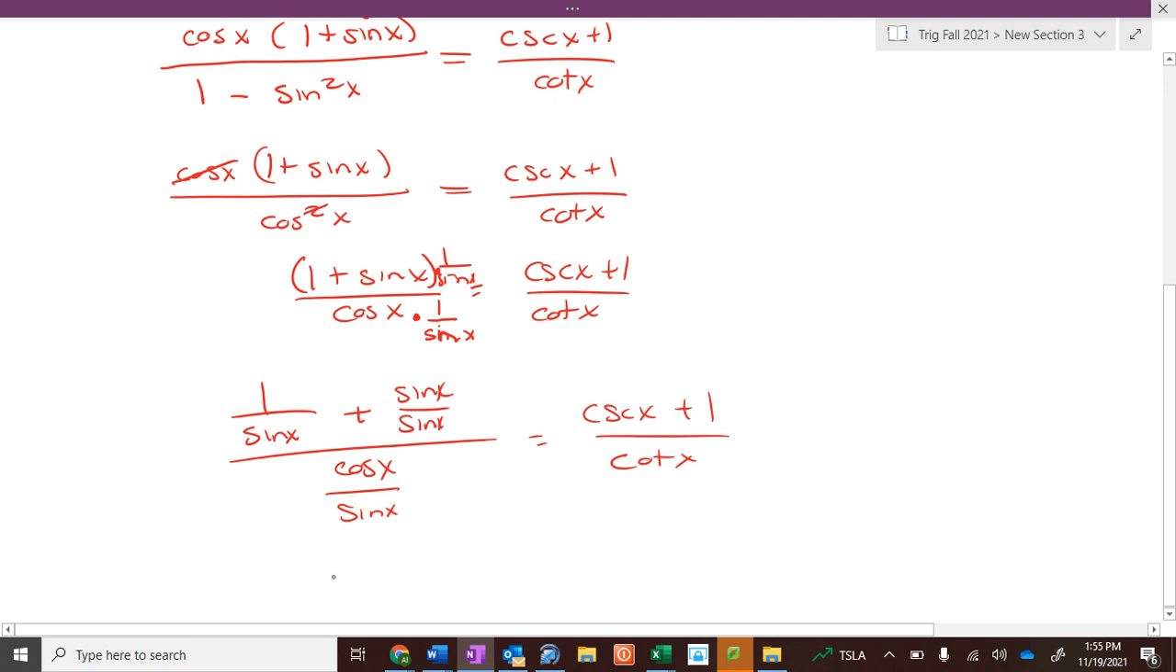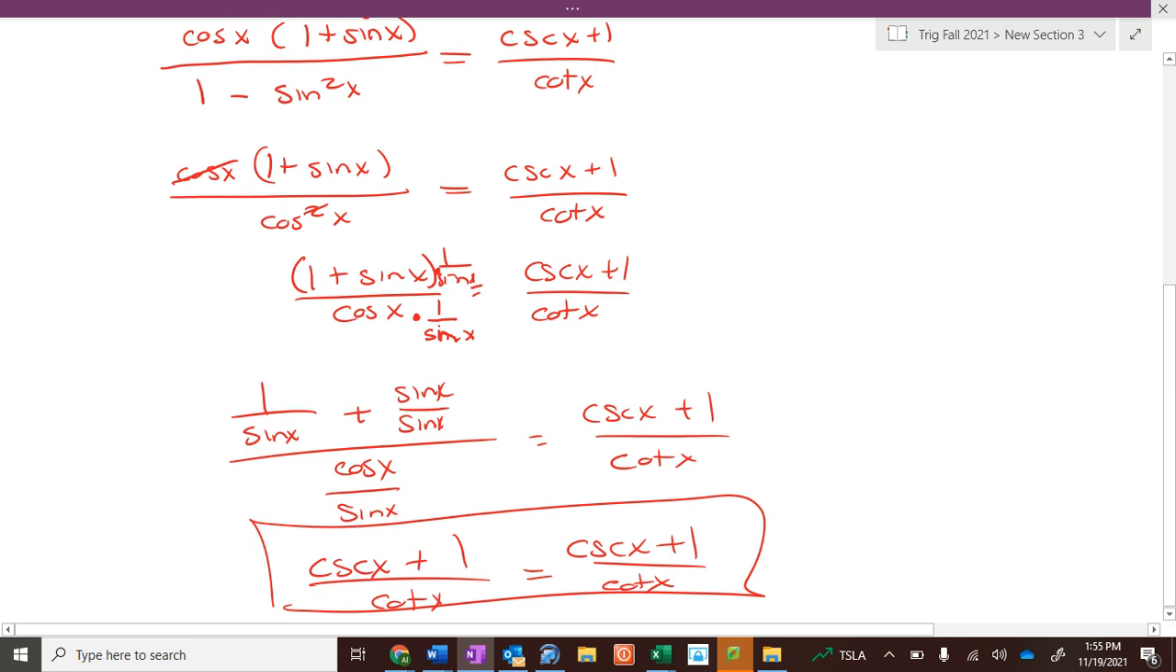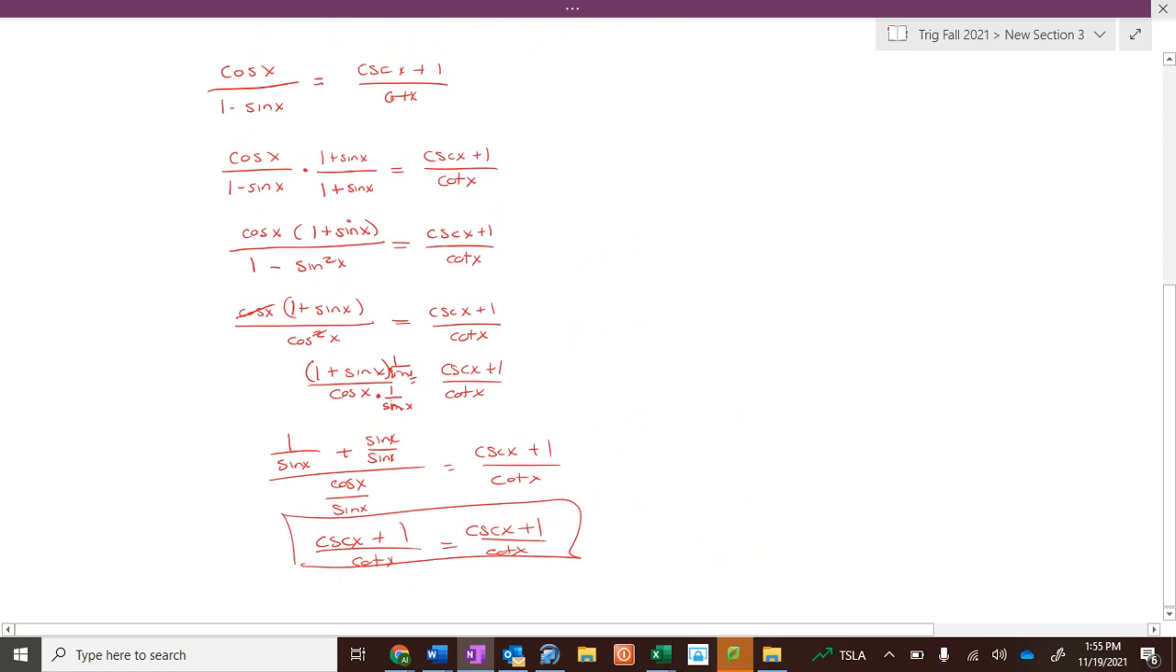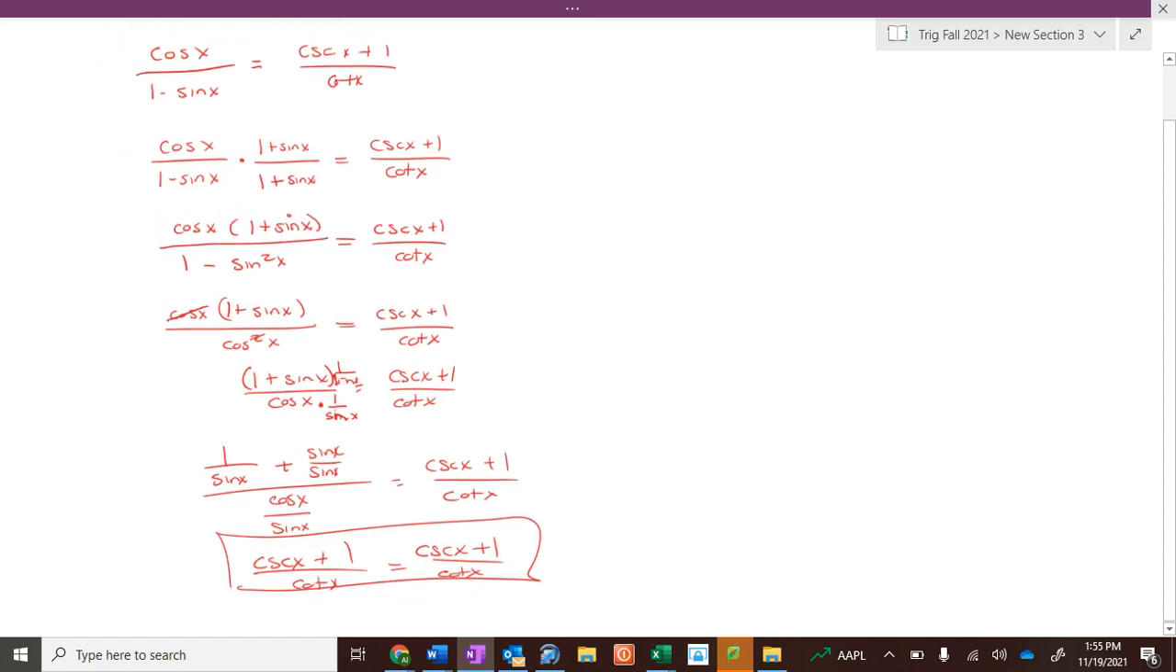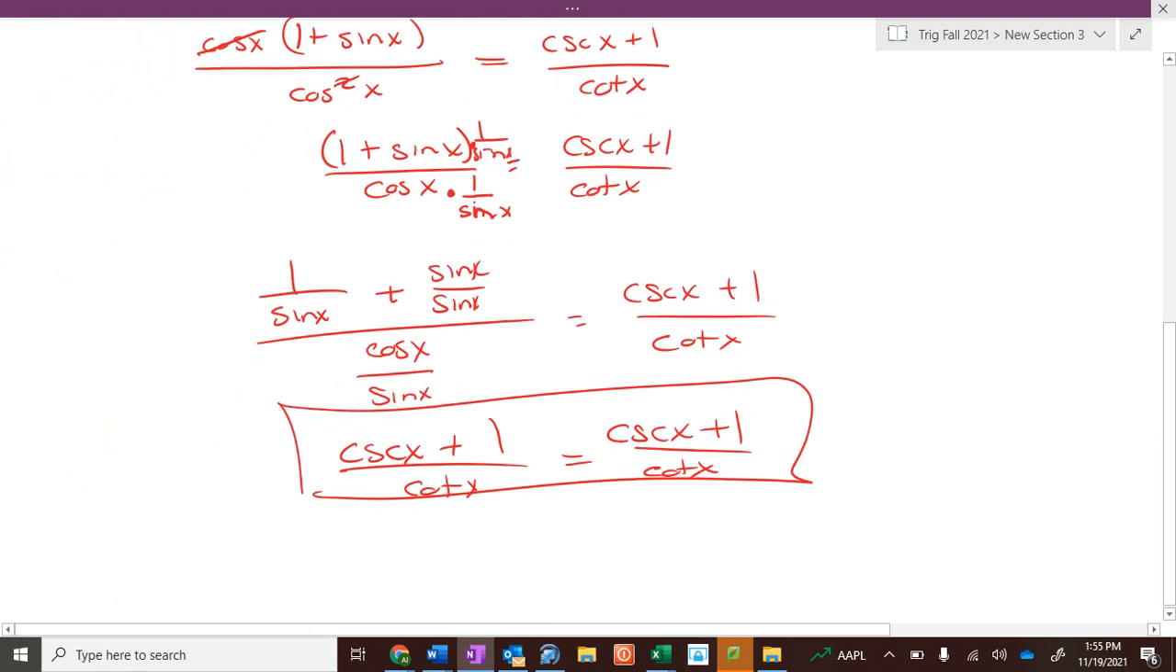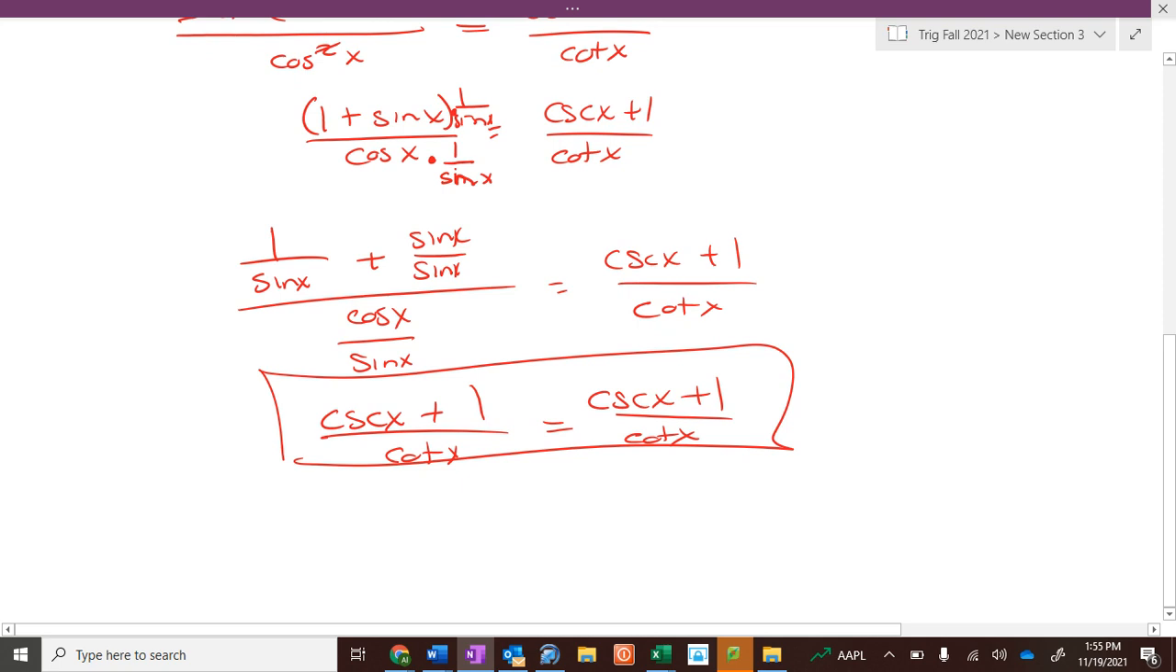Well, what's 1 over sine? Cosecant of x. What's sine over sine? 1. What's cosine over sine? Cotangent. Bada bing, bada boom. We're there.